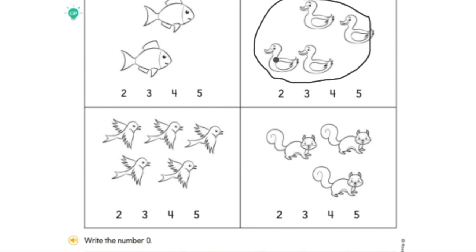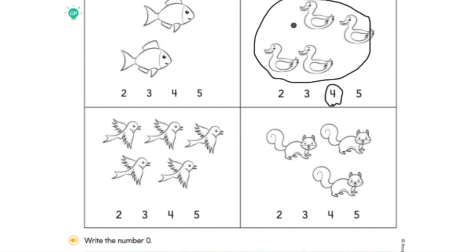Let's count them together. Touch and count with me. 1, 2, 3, 4. I have to circle the number 4. Is this the number 4? Is this the number 4? You're right. This is the number 4. So I'm going to circle that number, and then I have to color in this group.